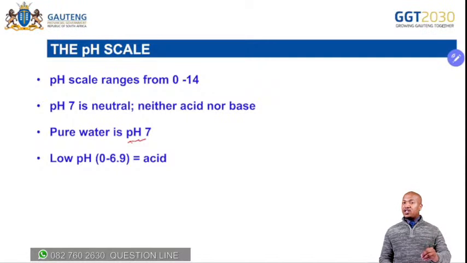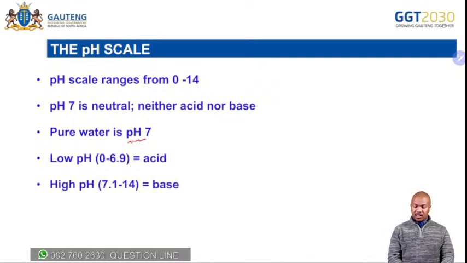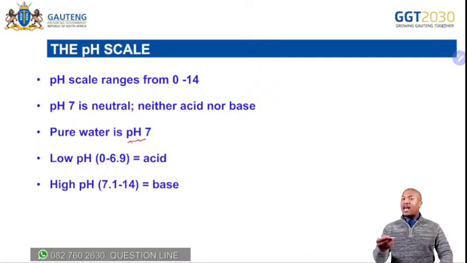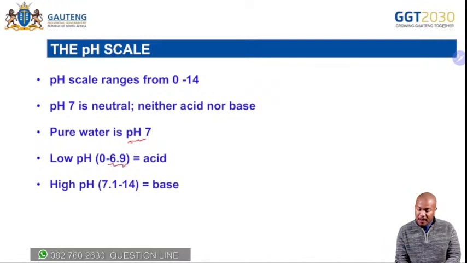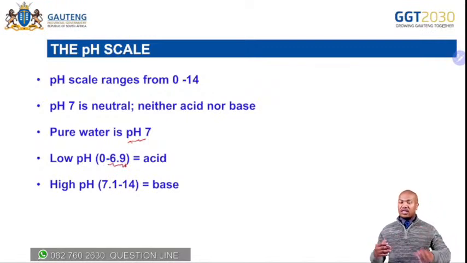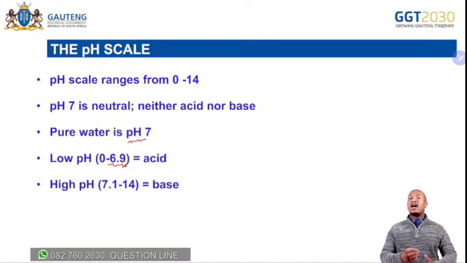So low pH indicates acids, and it is 0 to 6.9. Notice there, between 0 to 7, it is where you find acids. By the time it says 7, it is neutral. So from 7.1 to 14 we get bases.